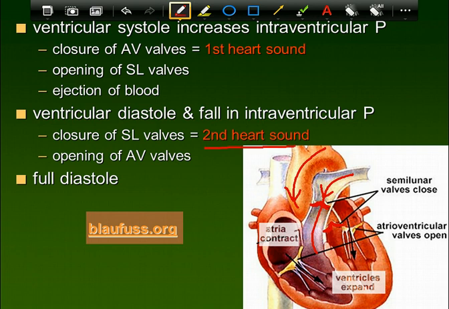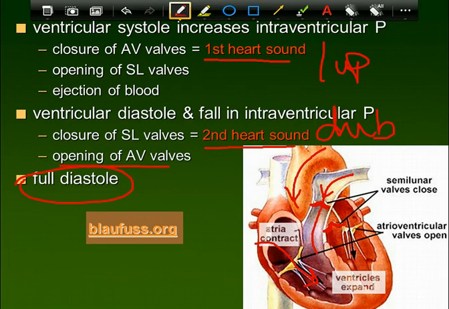That's the dub. So first heart sound, lub, and second is dub. Okay, and when those close, you've now got blood coming through again, opening the valves up. And now for a brief period of time, all 4 chambers are relaxed.